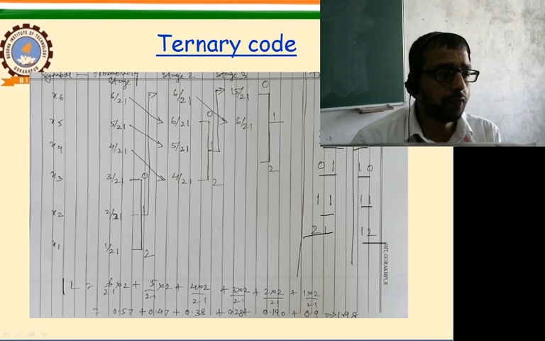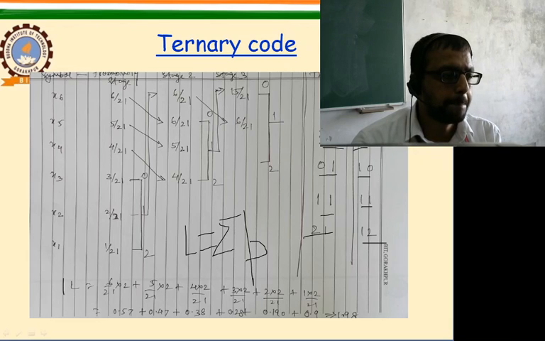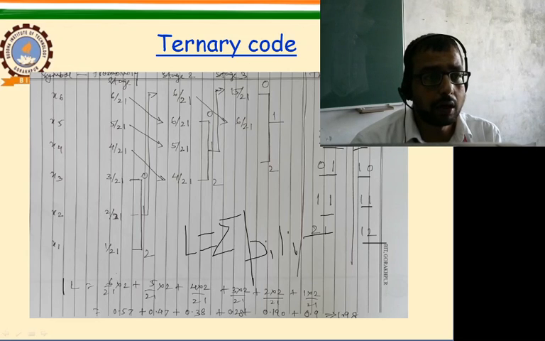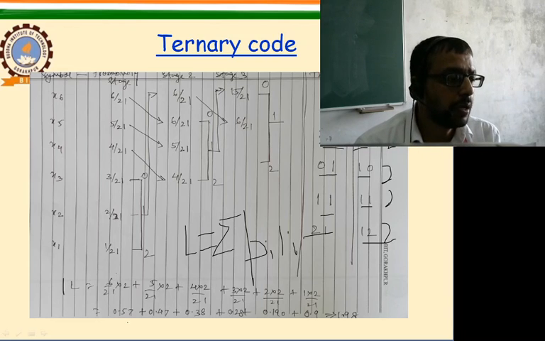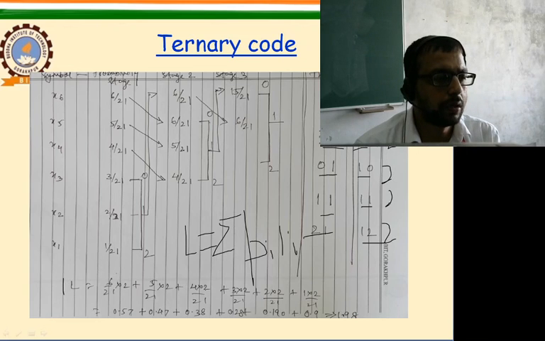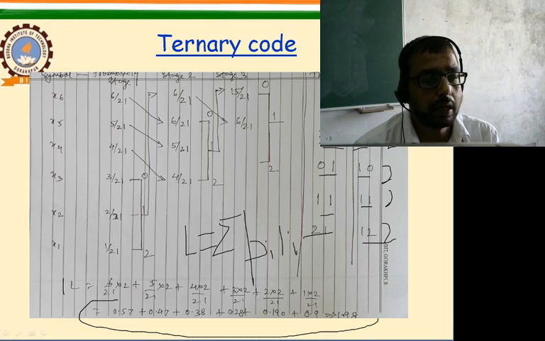We know the formula L is equal to summation p_i l_i. Probability times length. What should the length be in this case? It will be 2, and for each one also 2. All the lengths are 2, meaning we use 2 digits to indicate all the codes. So simply write 6/21 into 2, 5/21 into 2, 4/21 into 2, 3/21 into 2, 2/21 into 2, plus 1/21 into 2, and after calculation we get 1.98.